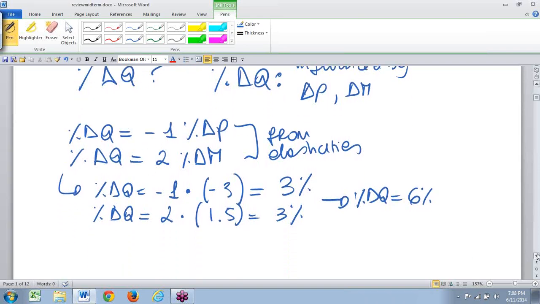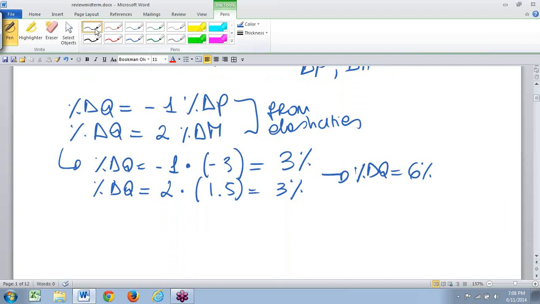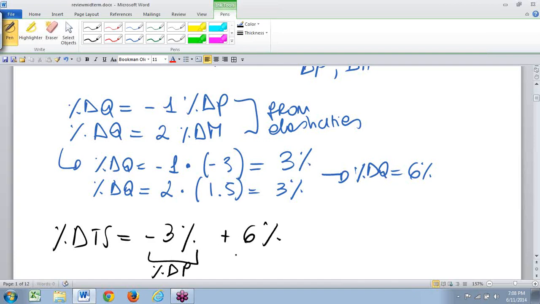So now we can answer the question, because the percentage change in total spending is equal to the percentage change in price, -3, plus 6, which is the percentage change in quantity, and this is equal to 3%. So the answer is false, because the total spending is going to change by 3%. Yeah, Elizabeth, sorry. Do you want me to repeat?